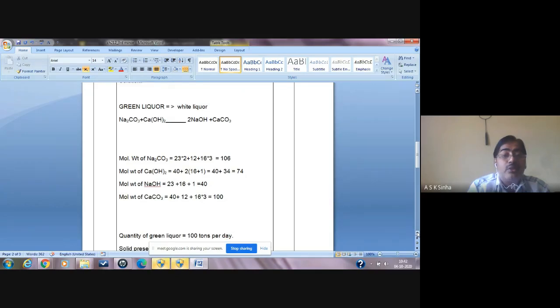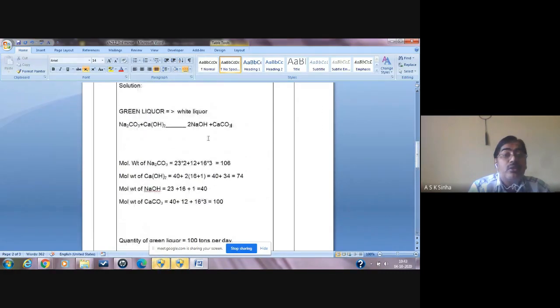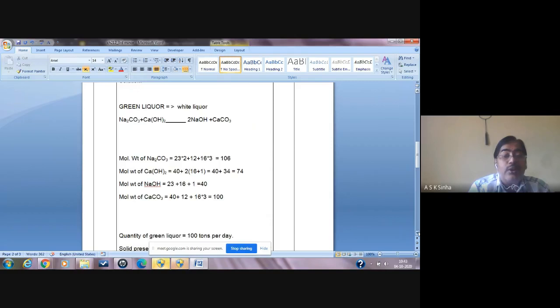Now let us see the third step of the numerical. The quantity of the green liquor is already given. It's 100 tons per day being produced in the industry. So 100 tons per day of green liquor, in which the main constituent will be the sodium carbonate, as given here in the reaction. You can see here the sodium carbonate which is coming from the green liquor. It is being reacted with the calcium hydroxide.